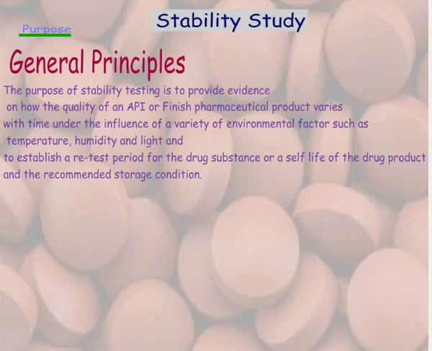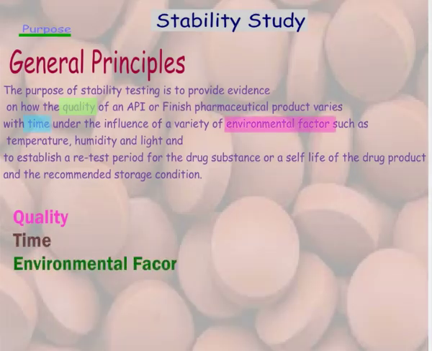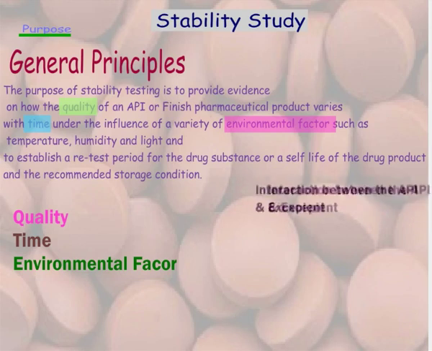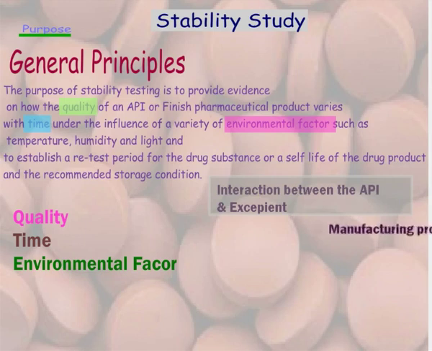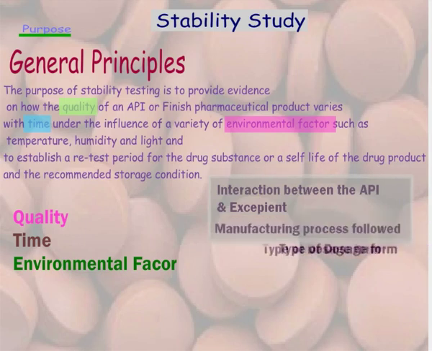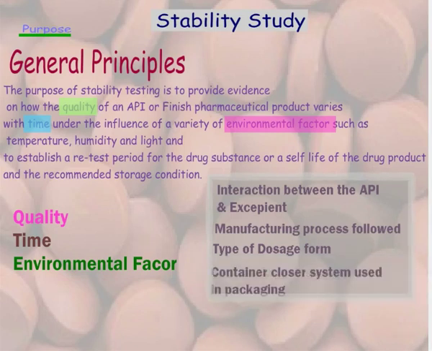So from this sentence, one thing is clear: the quality of a pharmaceutical product depends on time and the environmental factors. Apart from these factors, some other factors more or less influence the product quality, like interaction between the API and excipient, manufacturing process followed, type of dosage form, and container closure system during packaging. These also impact your product quality.